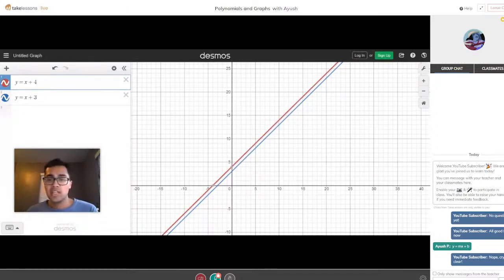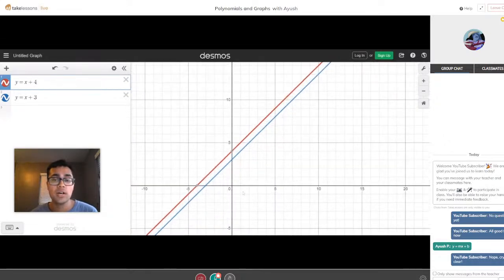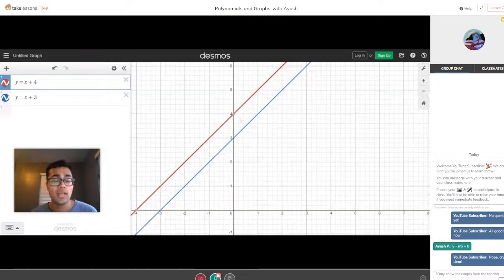You may notice I did something purposely, right? These two lines have the same slope, x plus 4 and x plus 3. You see that they have the same exact slope, right? But what's different about them? The y-intercept. We have a y-intercept of 4 for the first one, and a y-intercept of 3 for the next one, right? And that brings about a very special property. When you have two lines which have the same slope but different y-intercepts, they are parallel. You see that they're parallel to each other.